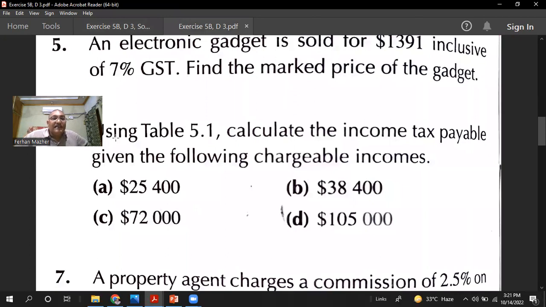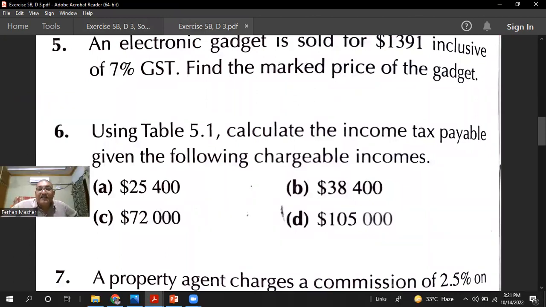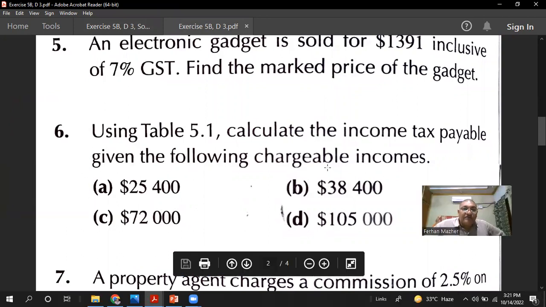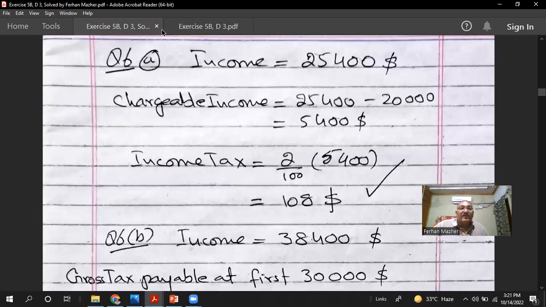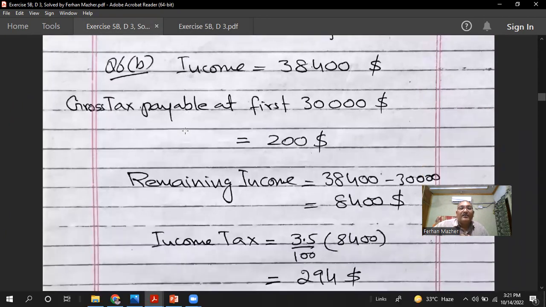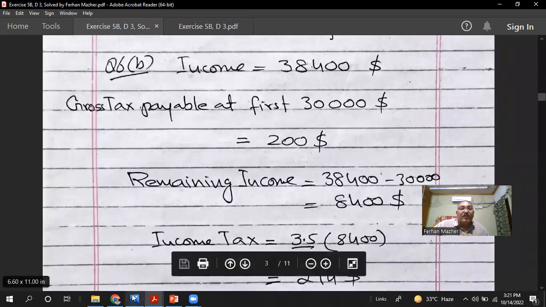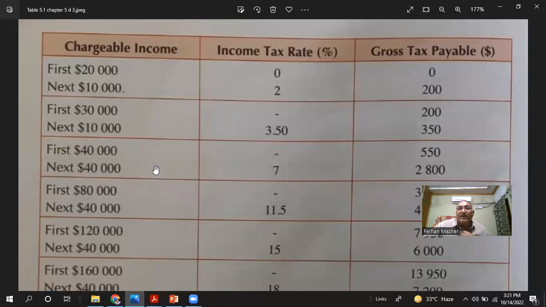In question number 6, B part, he says calculate the income tax payable given the following chargeable incomes. It says 38,400. So first of all, I will go to the table. The income 38,400 comes in this category. On the first 30,000, the tax will be $200, and on the remaining money, the tax will be 3.5%.